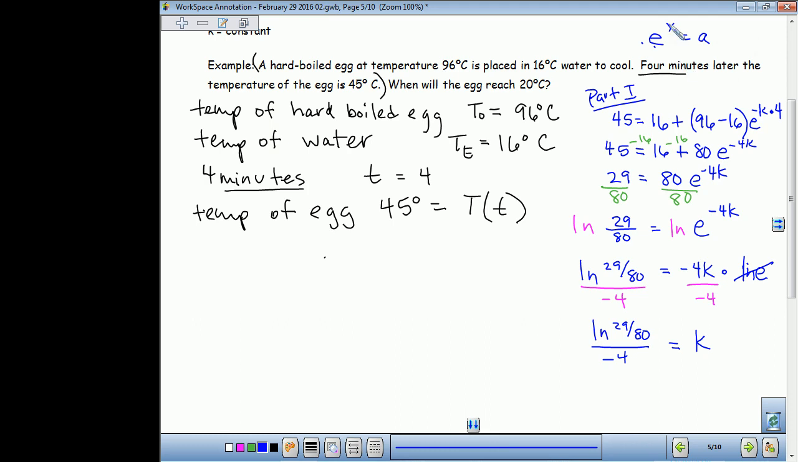Yeah, I got that. I'm sorry. Like the very last line, k equals. Why isn't it ln of 29 over 80 times negative 4? Because to solve for k over here, it was -4 times k, so we had to divide by -4. Right, but if 80 is the denominator... 80 is in the log and negative 4 isn't.